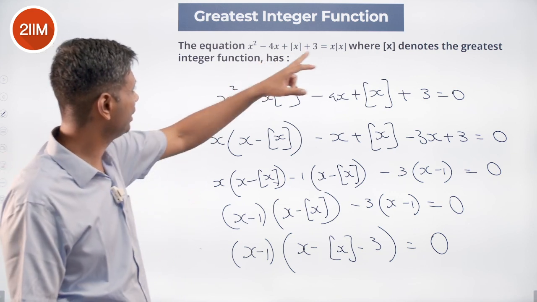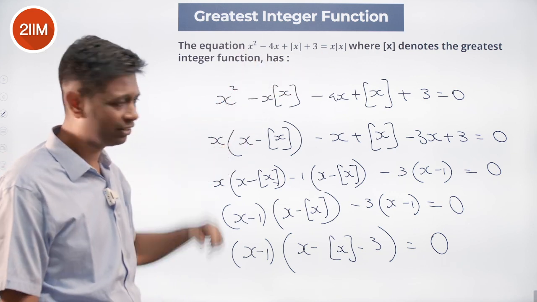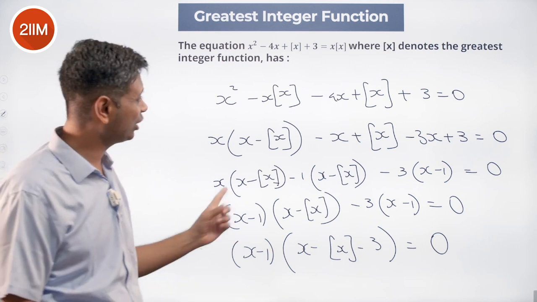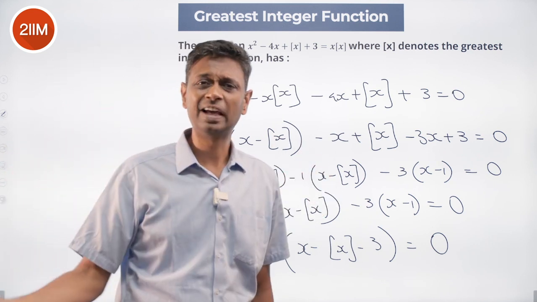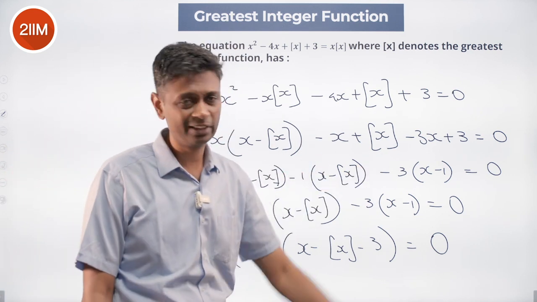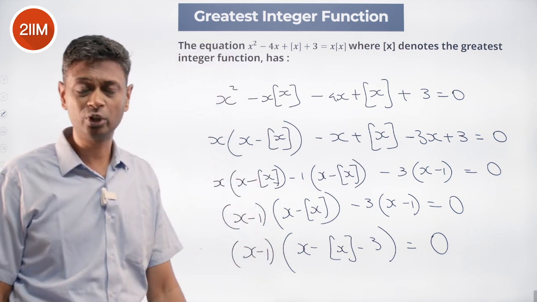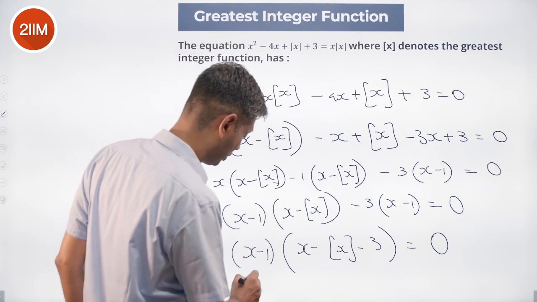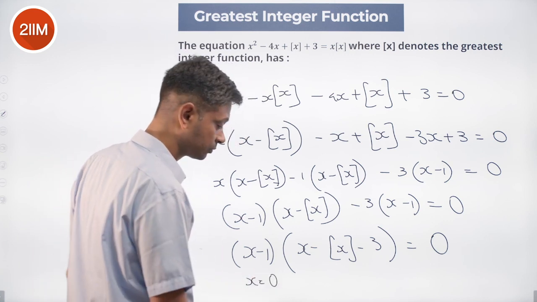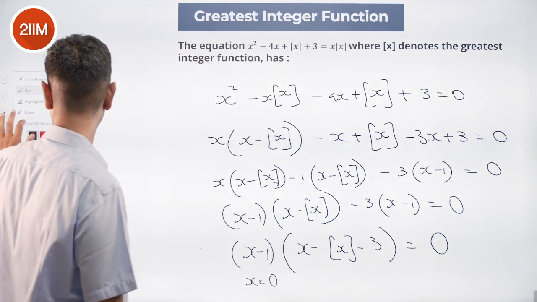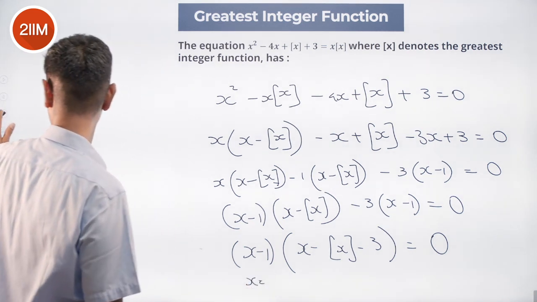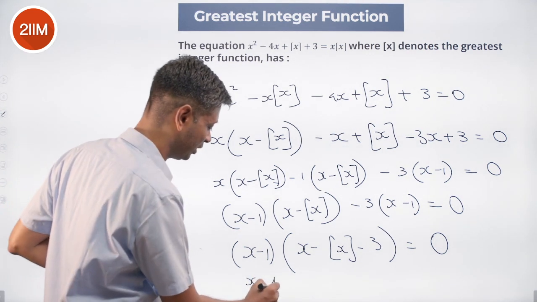And so bring this side as an x minus greatest integer of x. I want to contrive another x minus greatest integer of x. Put that in. Remaining is minus 3x plus 3. Stick it in the end. We're through. And so now x minus 1, when will it go to 0? When x is 1. So x equal to 1 is a solution. x minus 1 equal to 0, x equal to 1 is a solution.